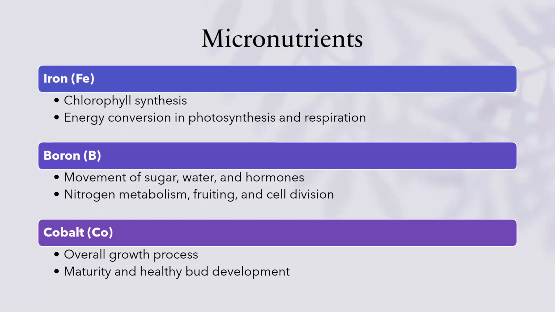Iron is involved in chlorophyll synthesis. It also participates in energy conversion in photosynthesis and respiration, as it is reduced from the ferric or trivalent to the ferrous or divalent state. In tissue culture media, ferrous sulfate is often mixed with the sodium salt of EDTA to sequester the iron, making it more readily available to the plants.